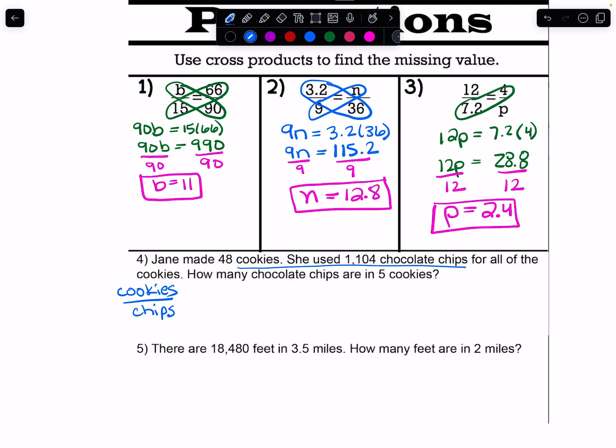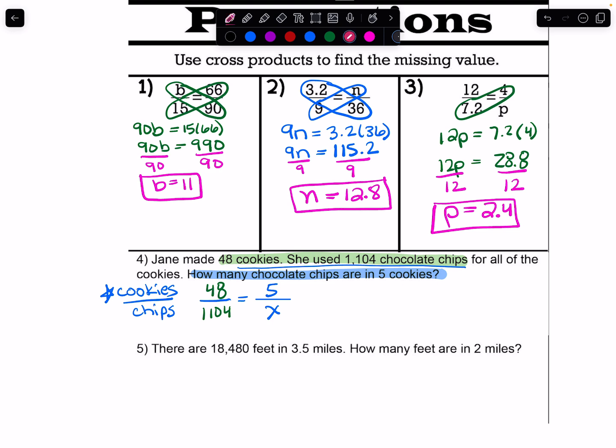It doesn't matter if you compare cookies to chips or chips to cookies, as long as when you set up your proportion, you do it the same for both of your fractions. So a proportion is just 2 equal fractions. In this first case, 48 cookies and 1,104 chocolate chips. So cookies on top, chips on the bottom. And then in the second case, it says how many chocolate chips are in 5 cookies. So we're going to write the 5 on top because that's where we said the cookies are. And we don't know how many chocolate chips. It actually says how many chocolate chips because we don't know.